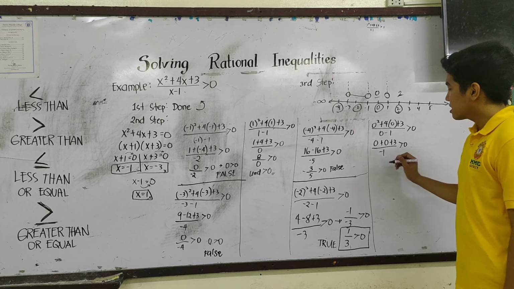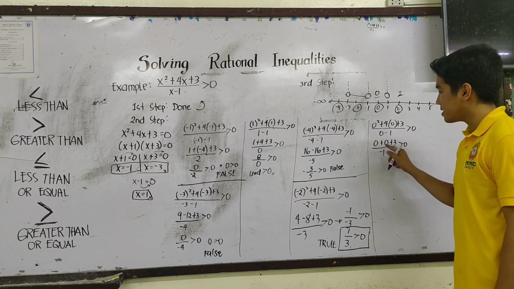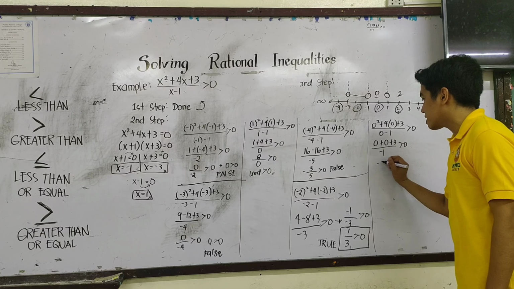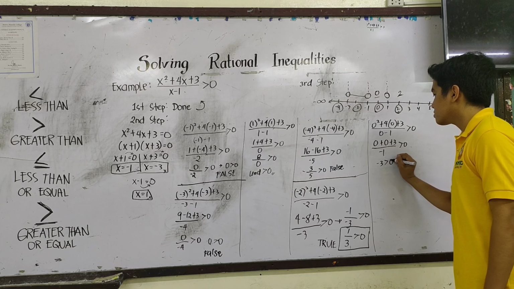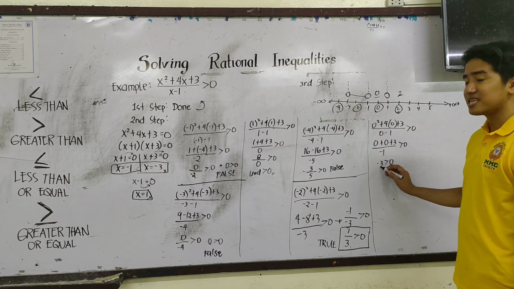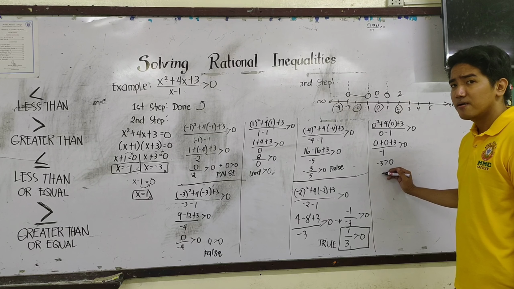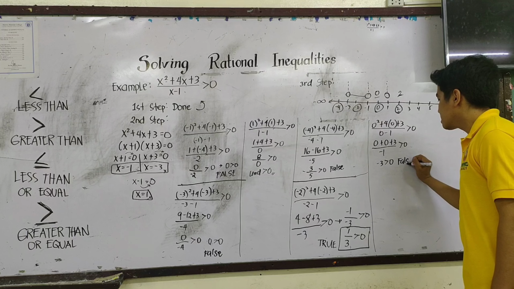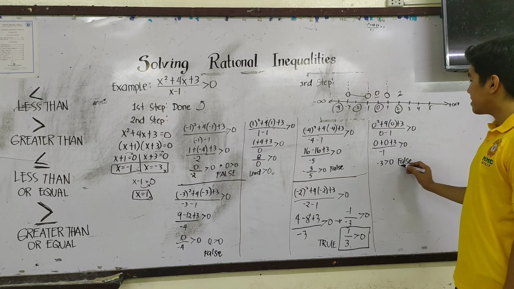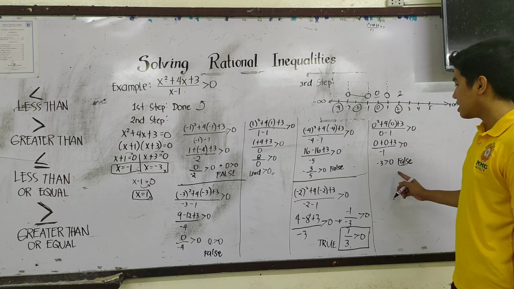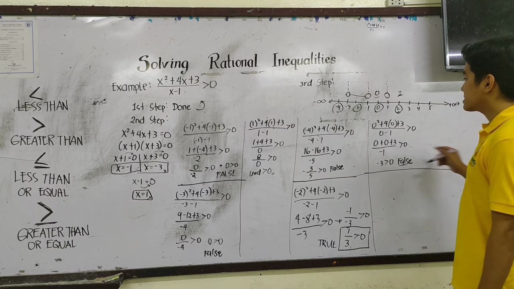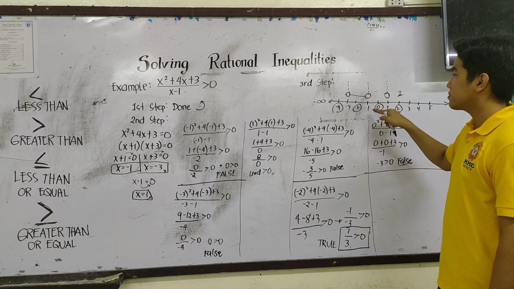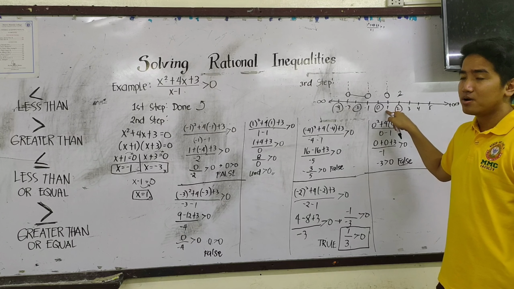So, 0 plus 0 plus 3 is equal to 3, divided by negative 1, so it is equal to negative 3. It's greater than 0. So, negative 3 is greater than 0. So, it is false. So, ibig sabihin, kung false siya, hindi siya part ng solution. So, 0 is not a part of the solution. So, wala tayong line na kakabit between negative 1 and positive 1.